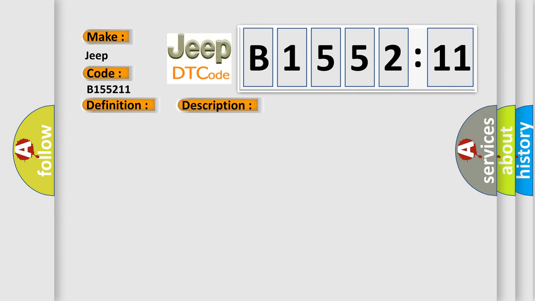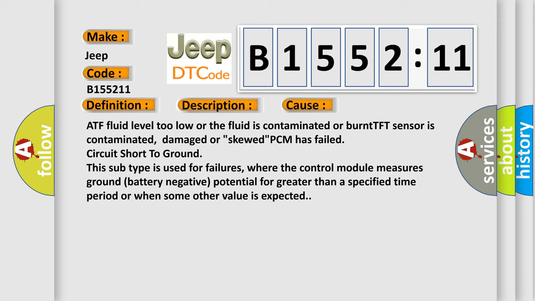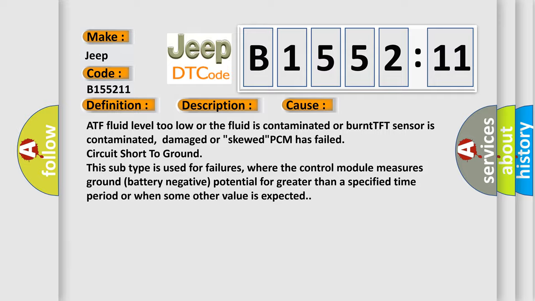a 7-second period. This diagnostic error occurs most often in these cases: ATF fluid level too low, or the fluid is contaminated or burnt, TFT sensor is contaminated, damaged or skewed, PCM has failed, circuit short to ground. This subtype is used for failures where the control module measures ground battery negative potential for greater than a specified time period, or when some other value is expected.